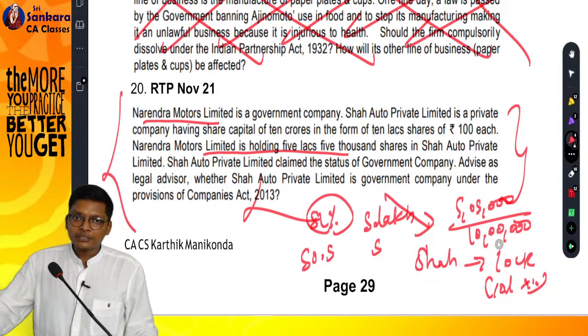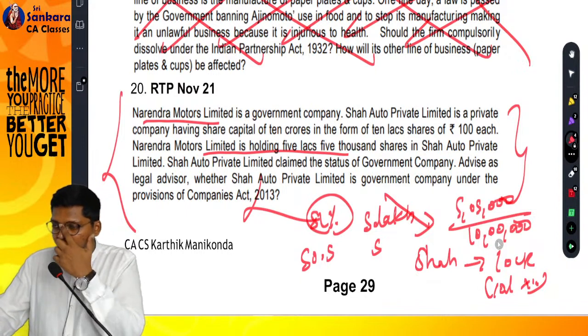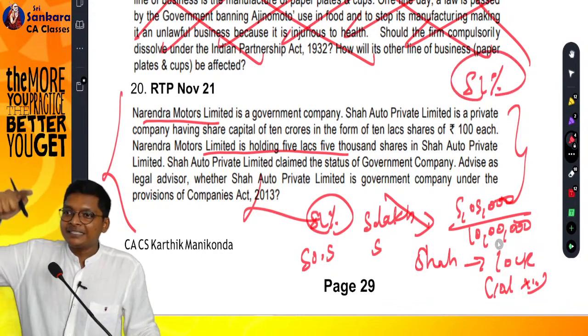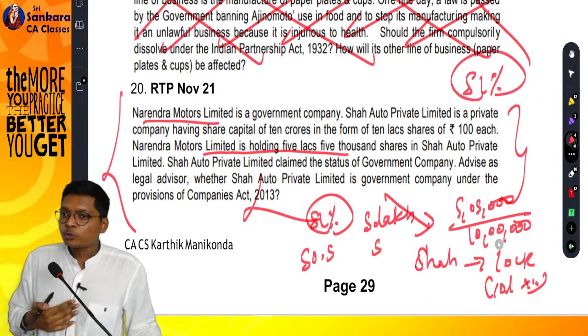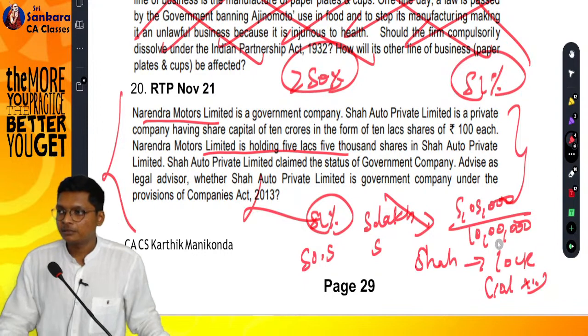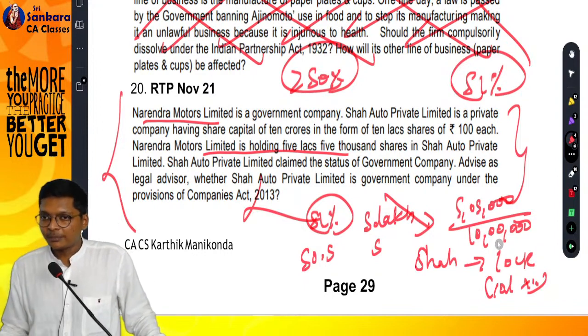No. What is a government company? A government company is a government company if not less than 51% of paid up share capital is held by the government. So this is where students will get confused: Sir, more than 50, it becomes government. More than 50 becomes holding subsidiary, but not government company. Are you able to follow, guys?